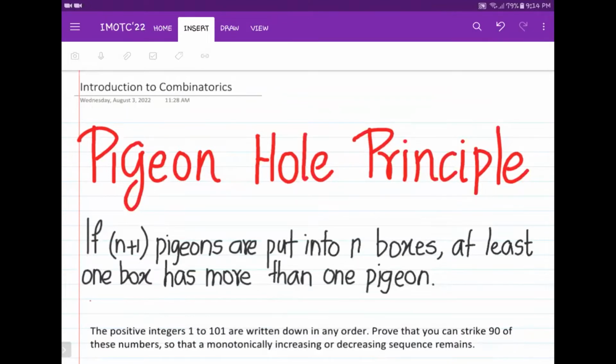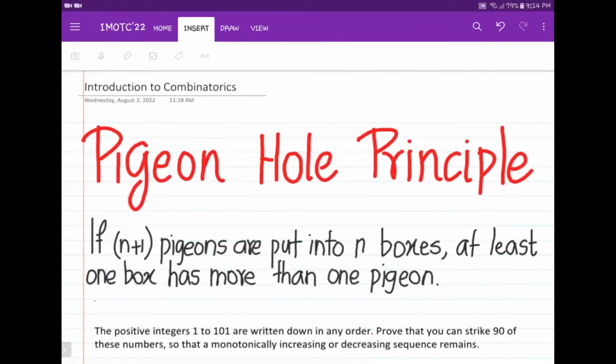By the way, I was a member of IMOTC 2018 and 2019. And as a matter of fact, mine was the last offline IMOTC. So yeah, sad things happen. But I like to do discrete math, combinatorics, algorithms, anything like that.